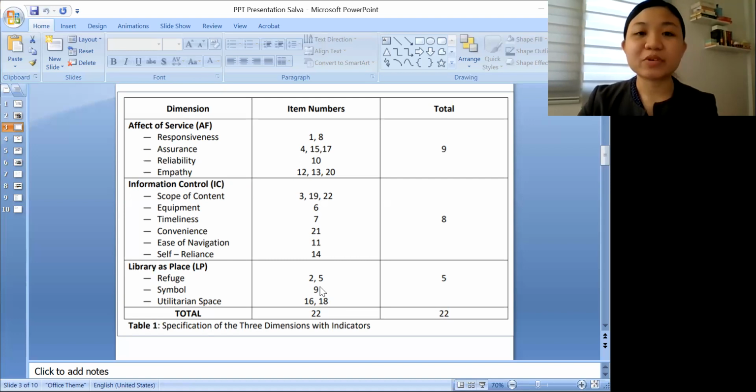The LP, or library as place, dimension consists of 5 questions addressing user perceptions of a quiet, comfortable, inviting, and reflective study space that inspires study and learning. For reference, see Table 1. For each question, respondents were asked to indicate their minimum acceptable service level, their desired service level, and the perception of the actual service provided by the Learning Center using a scale of 1 to 9.